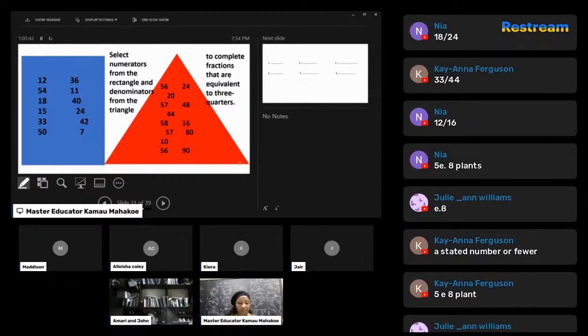Madison, what do you say? For the one we're looking at now on the screen, choose a number from the rectangle as the numerator and a number from the triangle as the denominator to make an equivalent fraction, equivalent to 3 quarters. We have 12 over 16 already and 15 over 20.